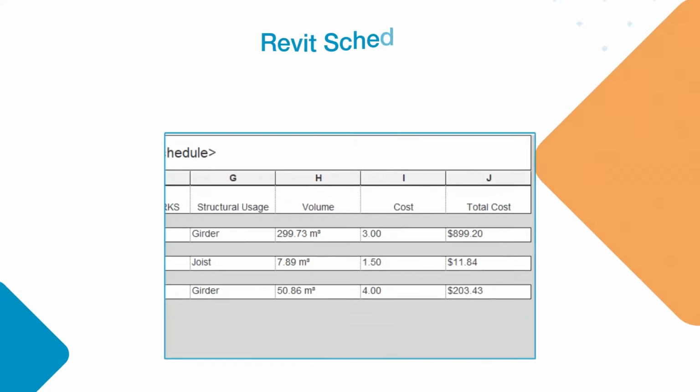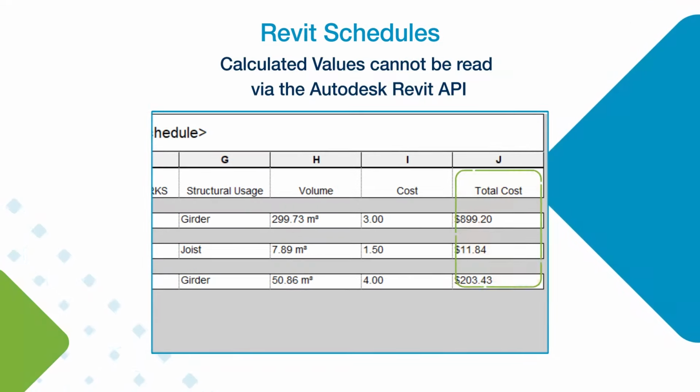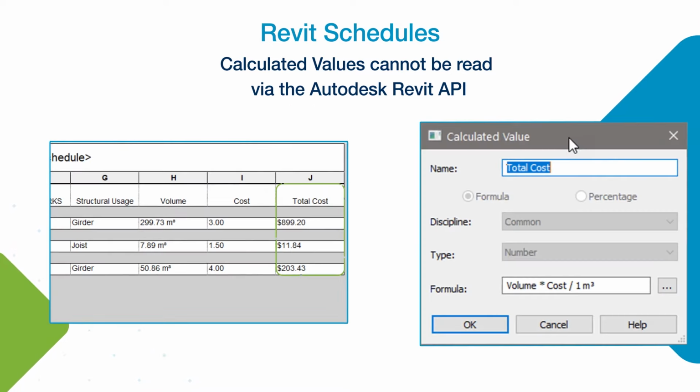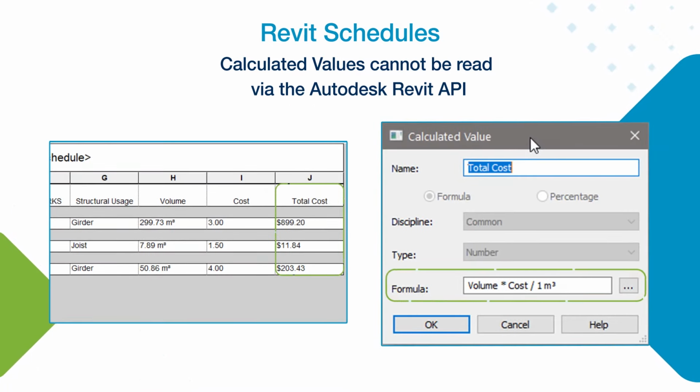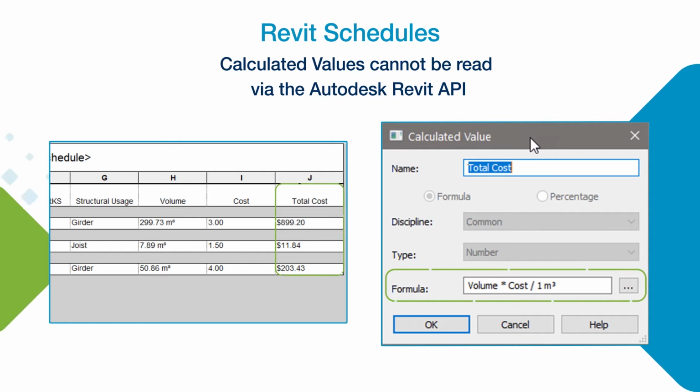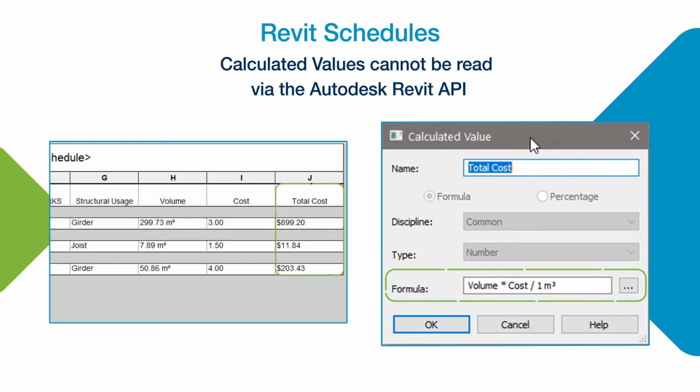In the concrete beam schedule example, the property called total cost is a calculated parameter. Its formula is equal to the volume times the cost per cubic meter. The value for total cost cannot be edited in Excel because it's driven by the model, but let's see how we can ensure the data is still included for those who need to review the costs.